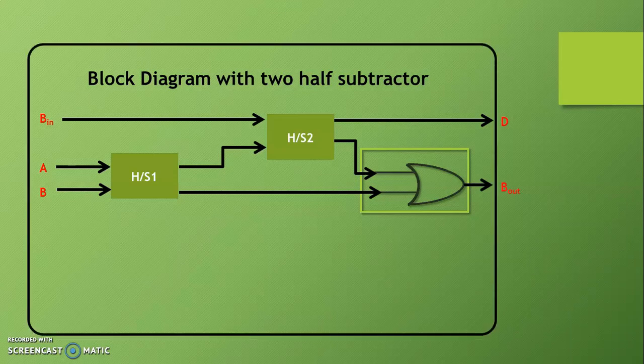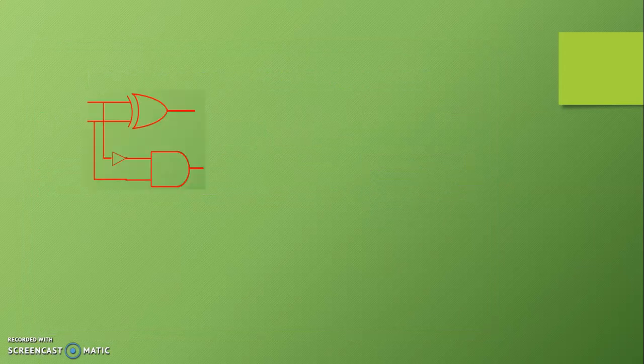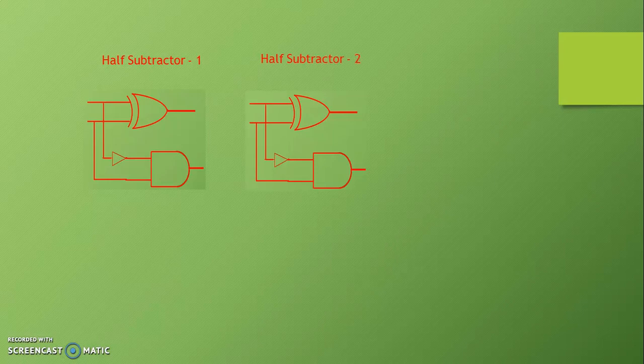So this way, with the help of two half subtractors, we can very easily understand the operation of the full subtractor. Still, if we emphasize the block diagram of the half subtractor with the realized circuit, to understand the block diagram of the full subtractor will be easier. We have first half subtractor and we have second half subtractor. In case of half subtractor, we know that we use one exclusive OR gate and one AND gate, and one of the inputs of the AND gate is inverted.